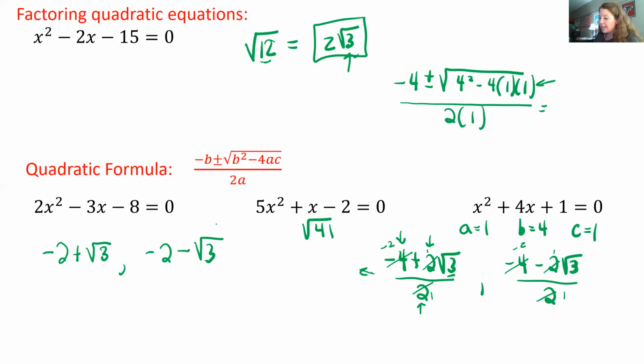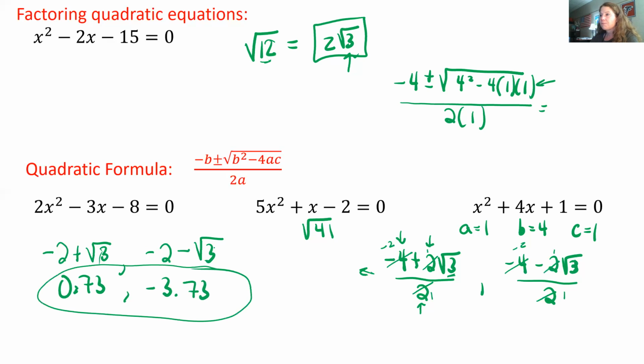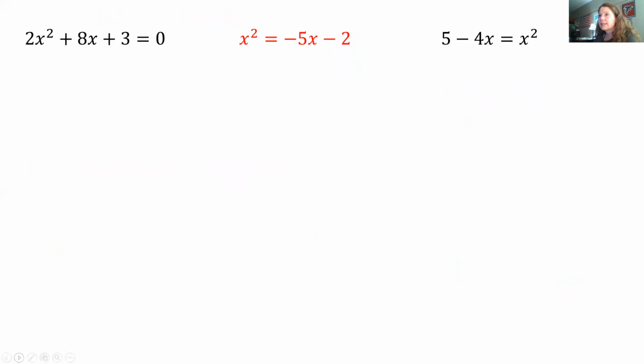Okay. And then what if I want to get an exact answer? I'm plugging it straight into my calculator. -2 plus the square root of 3 is 0.732. And the other one is -2 minus the square root of 3. And I get -3.732. So those are my 2 answers. All righty. I think that's all on this page.